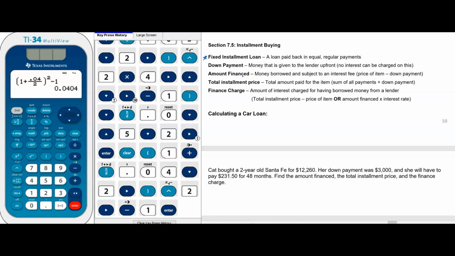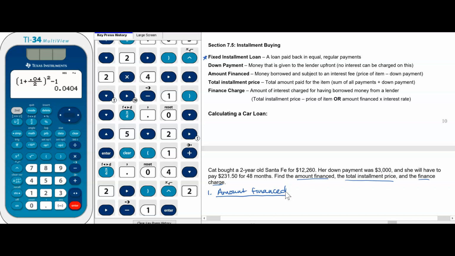So let's go ahead and do an example where we calculate a car loan. Kat bought a 2-year-old Santa Fe for $12,260. Her down payment was $3,000, and she will have to pay $231.50 for 48 months. Find the amount financed, the total installment price, and the finance charge. So we're going to do one thing at a time. So the first thing that we're going to work on is the amount financed.